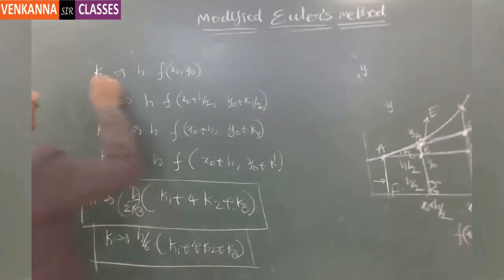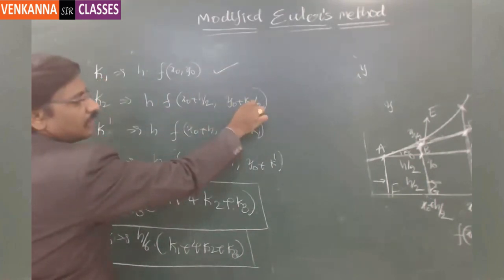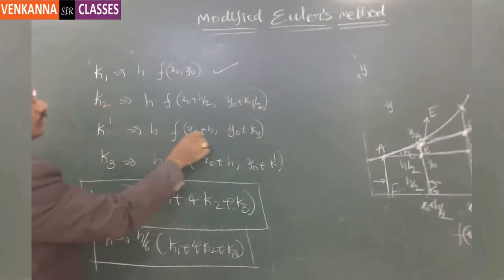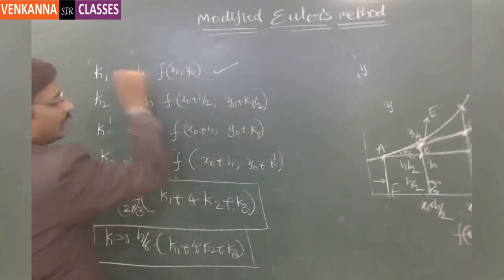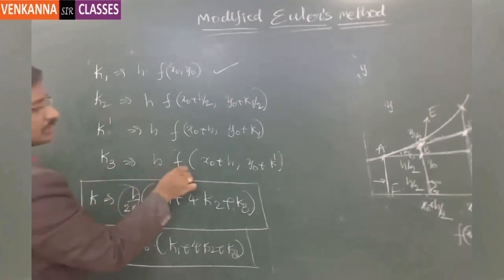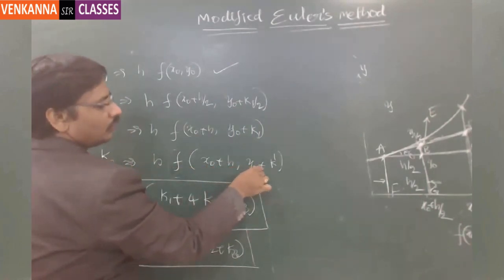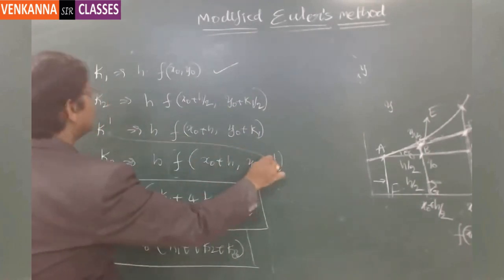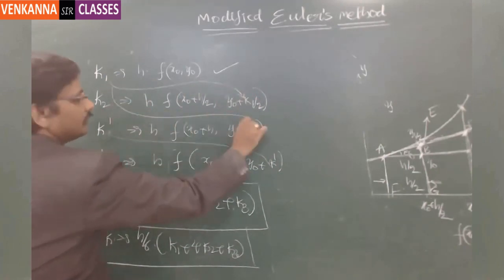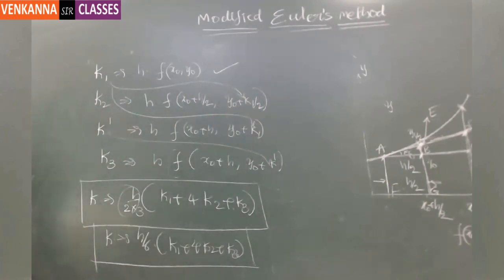See this, here the k1 value. Whatever k1 value we have calculated here, you are using here as k1 by 2. And then you get the k2 value. And k dash is x naught plus h and y naught plus k1 again. And then you get k dash. And then the k3 value is h times f of x naught plus h comma y naught plus k dash. So this value you are using here, and this value you are using here, and the same value you are using even here as well. Got it?